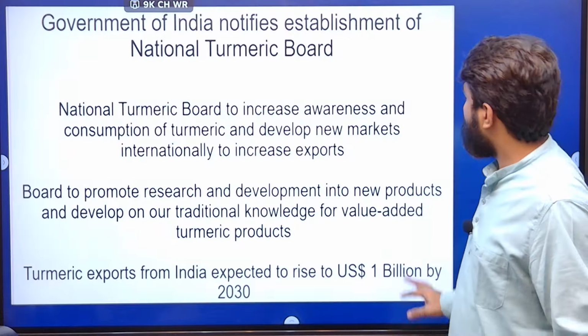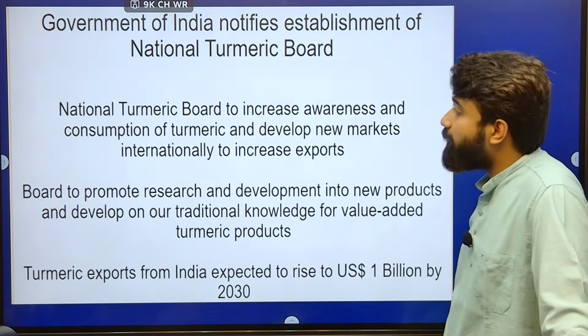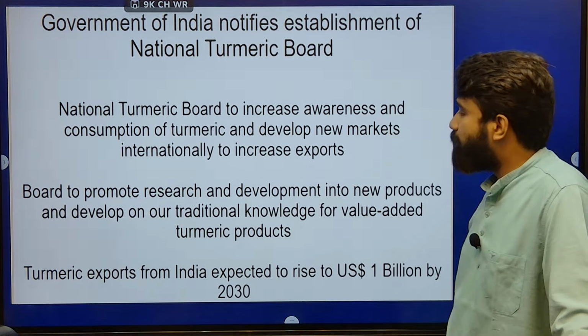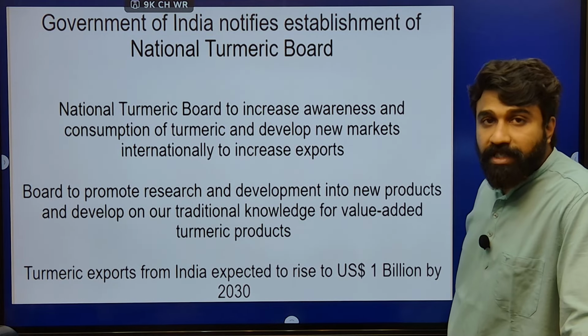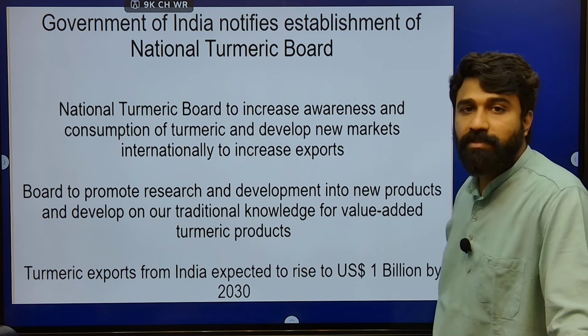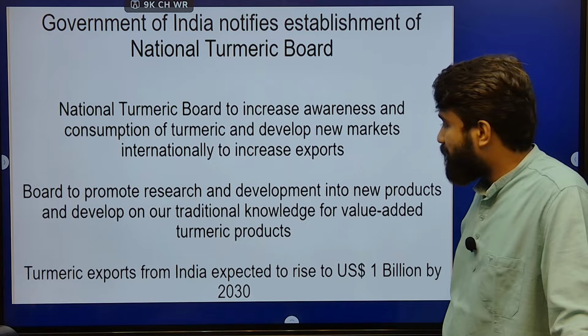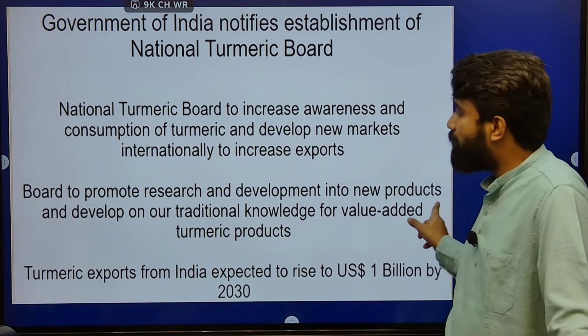Okay. Next, Government of India notifies establishment of National Turmeric Board. You please have to remember two things: what is the stage of India in terms of exports of pulses, exports of rice, wheat, millet, and the exports of these spices, that is turmeric, now we are talking about.